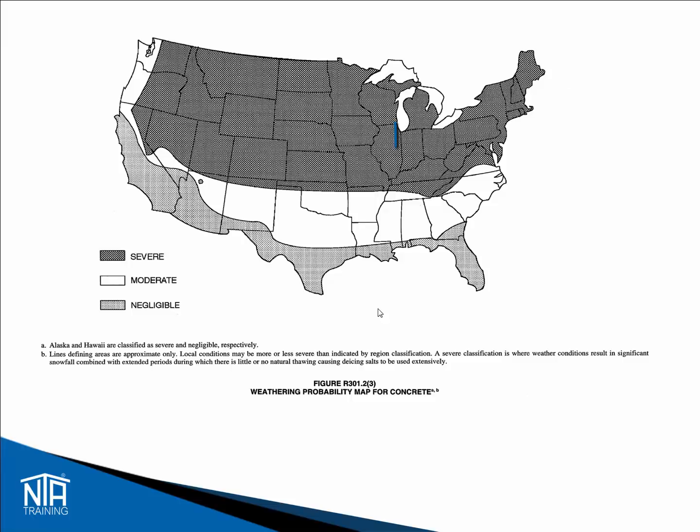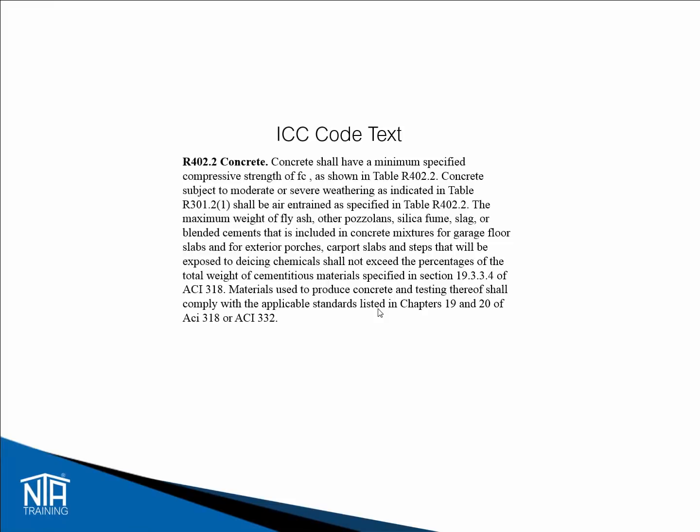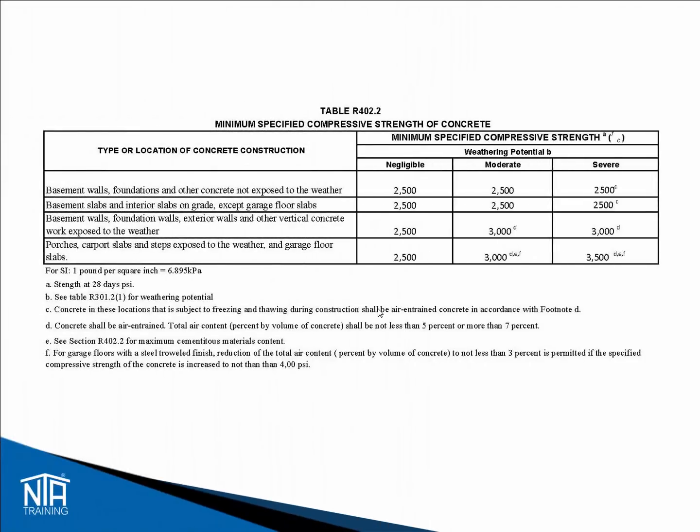Locate Indiana, since this state is referenced in the question, and match it to the legend on the left. The weathering probability of Indiana is listed as severe. After finding this information, go back to R402.2. Reread this code section. It directs you to another table, R402.2. Locate this table within the code. Table R402.2 is to determine the minimum compressive strength of concrete.